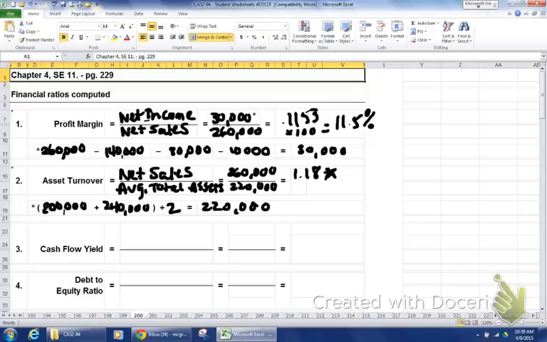So what this basically means is that for every dollar of assets invested by this company, they're generating 1.18 dollars in sales. In analyzing that, you would look at what the company has done in the past and compare that 1.18 to past performance, as well as how other companies of a similar size and nature compare in their asset turnover.